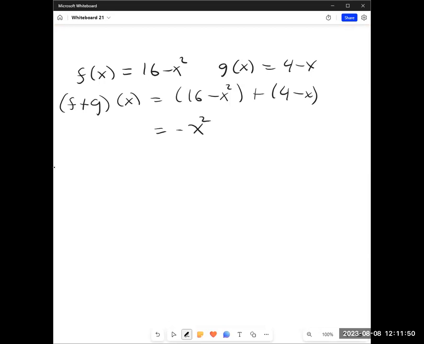And so when I add them, I'm going to add my like terms. So I've got only the negative x squared term for my x squareds. I've only got negative x for my x terms. And I've got 16 plus 4 for my constant terms. I add them together and I get a positive 20.